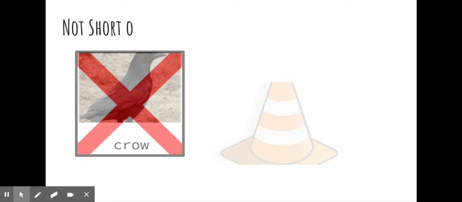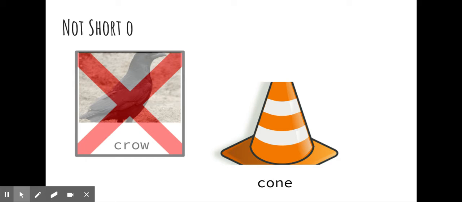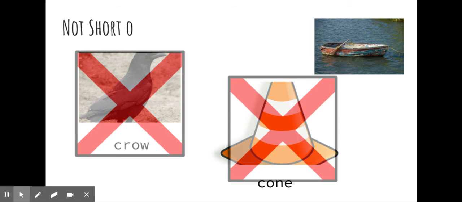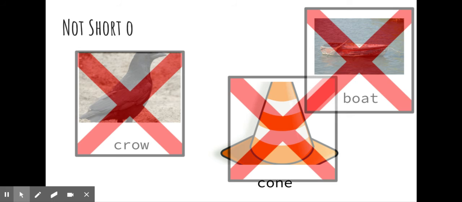Let's look at another word that is not an example. This word is cone. And when I say cone, even though there's an O, my mouth is not opening wide to make the ah sound. So cone does not have the short O sound. It has an O, but the O is saying O in cone. So that would not be an example of short O. Let's look at one more. Boat, boat. It has an O, but the O is saying O, boat. So that would not be an example either.